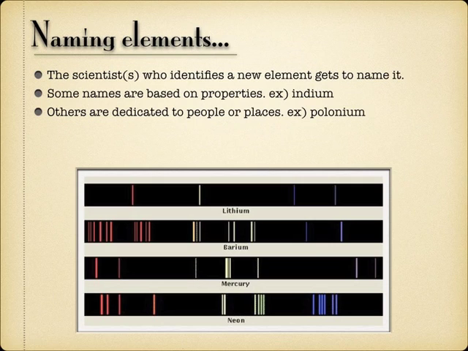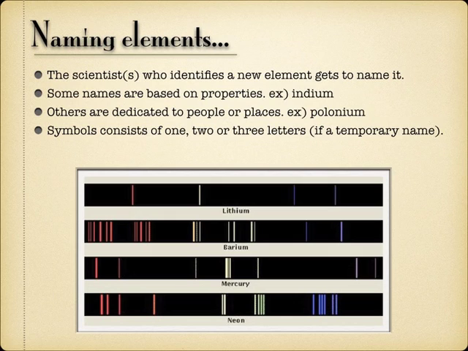Other names are dedicated to places like polonium. Marie Curie named that after her homeland of Poland. And then someone went along and returned the favor for her. That's curium. 1, 2, or 3 letters. The 3-letter ones are temporary names until the element is approved by the IUPAC. And you'll see those, especially in the bottom row, 110 to 118. A lot of those are getting switched over to permanent names, which are pretty exciting.